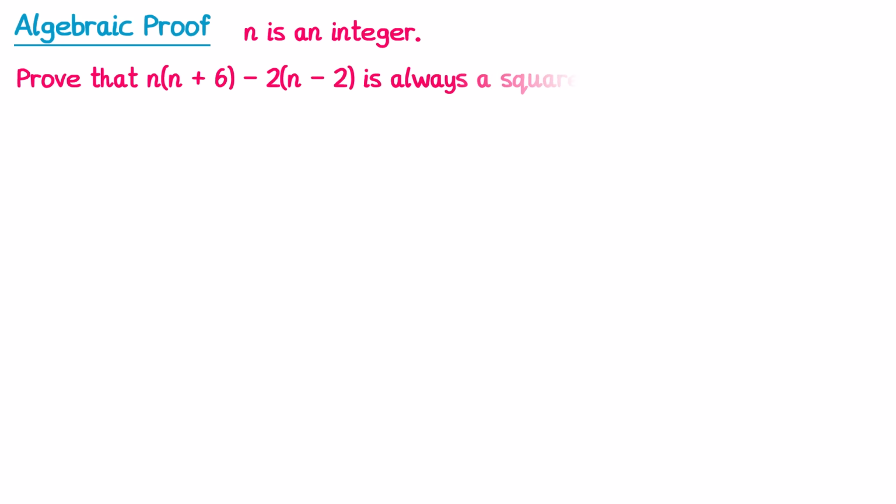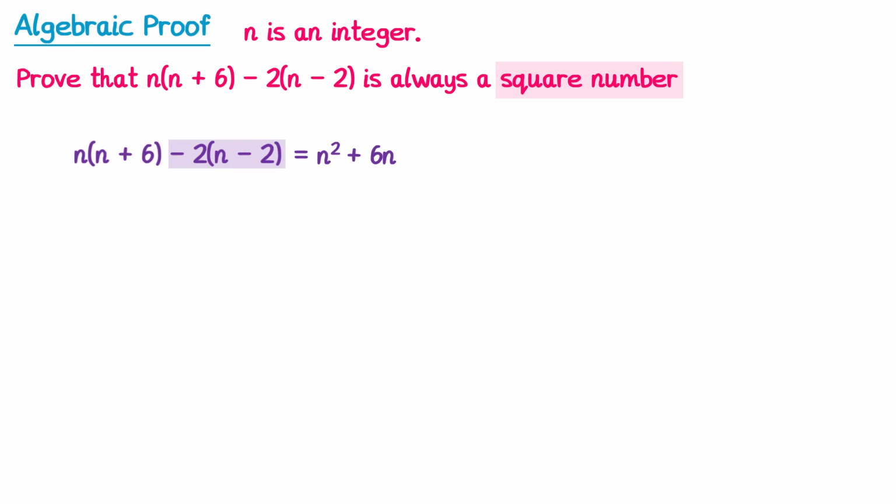For this next proof, we're going to have n as an integer, and we're going to prove that this is always a square number. A square number is the result of multiplying an integer by itself, so we need to end up with something that's an integer times by itself. So let's take this expression and see what happens. If we expand out this part, we get n times n squared, n times 6 plus 6n. Then negative 2 times n, which is negative 2n, and negative 2 times negative 2, positive 4.